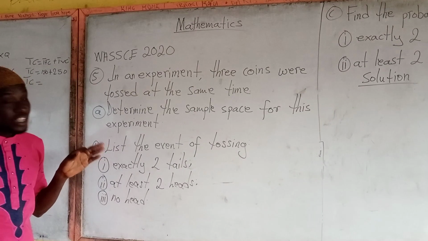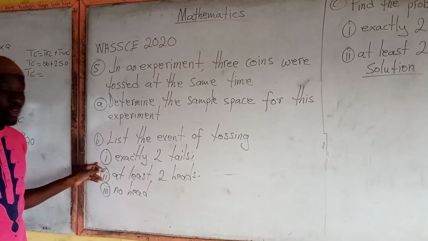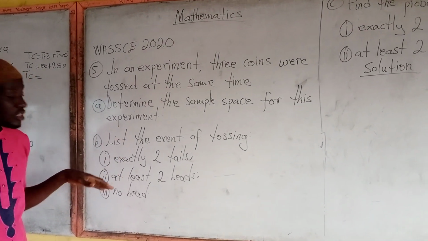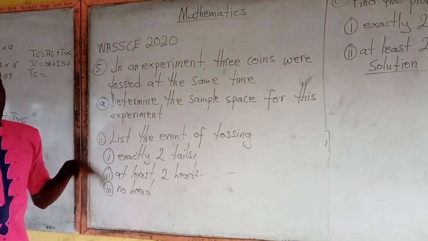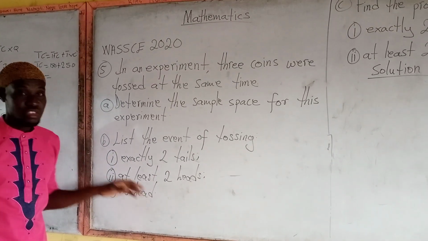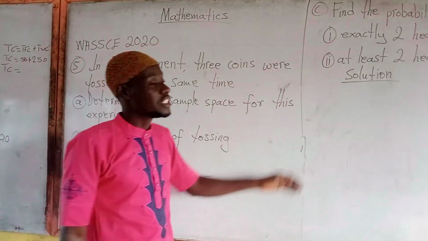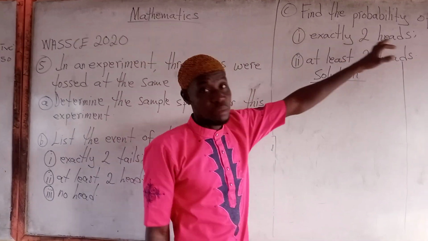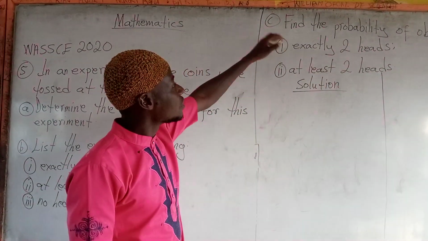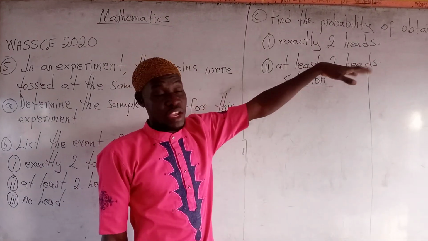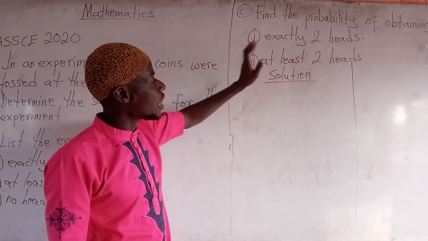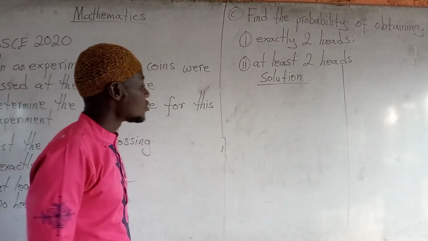B. List the event of tossing: Roman number 1, exactly 2 tails; Roman number 2, at least 2 heads; Roman number 3, no head. Then we have C. Find the probability of obtaining: Roman number 1, exactly 2 heads; Roman number 2, at least 2 heads.